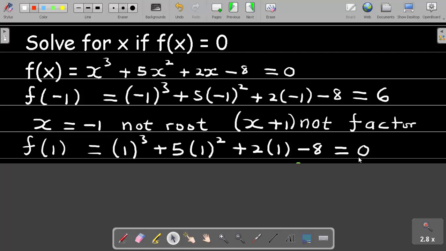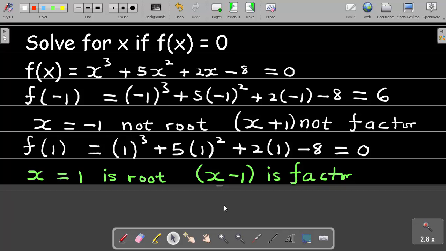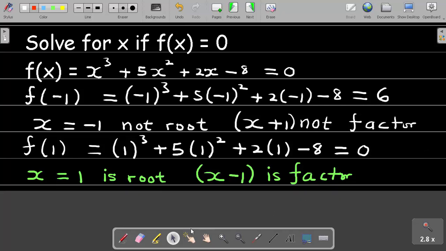Because I get 0, x equals positive 1 is a root, and x minus 1 is going to be a factor. So because I got 0, x equals 1 is a root. What about my factor? It is x minus 1. Okay, so now I rewrite my expression again, like this.